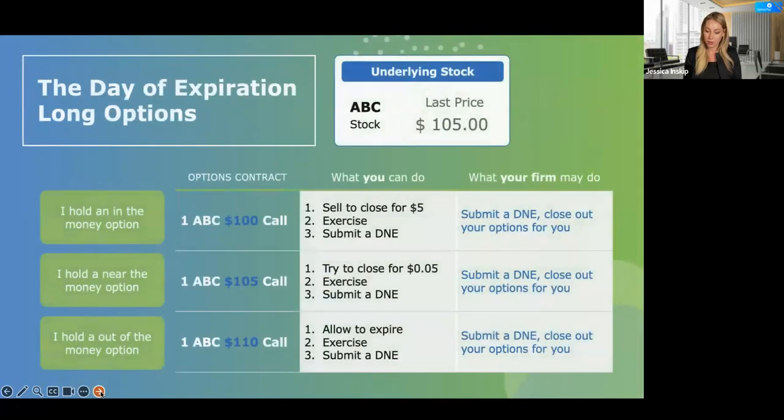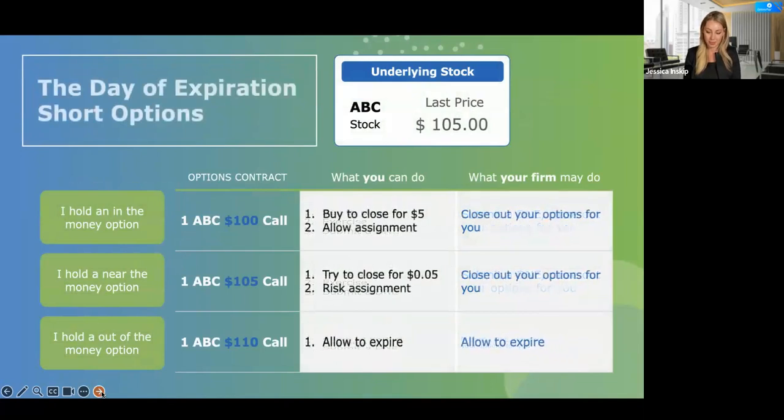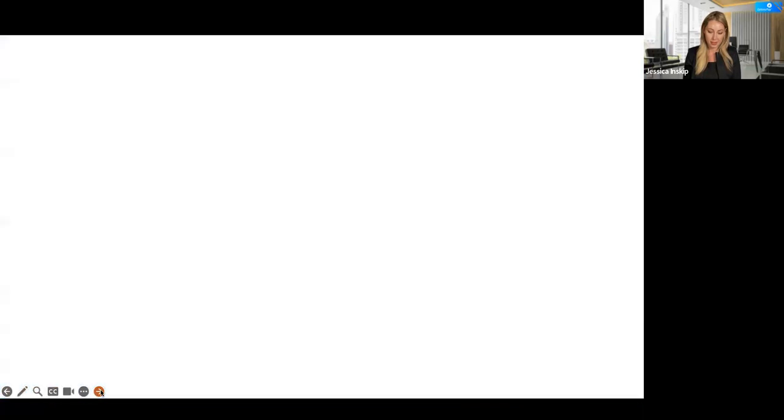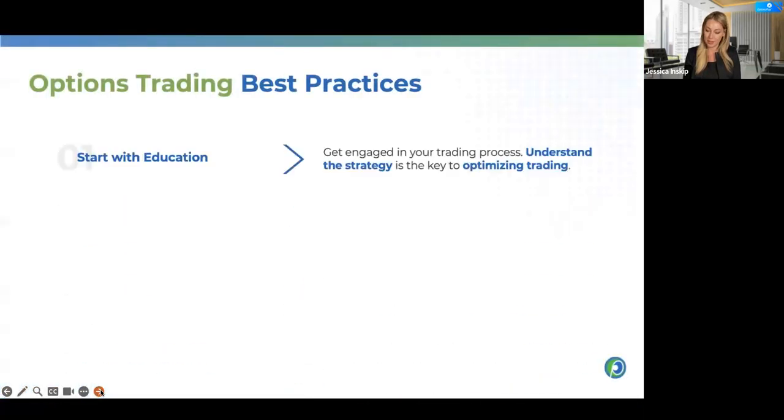I've got some examples of what happens on the day of expiration, two at a time. I'm actually going to skip that today, and give you some of the best practices.